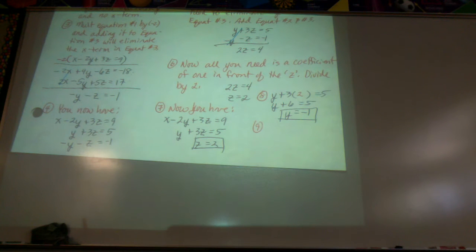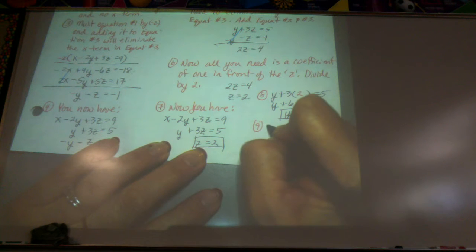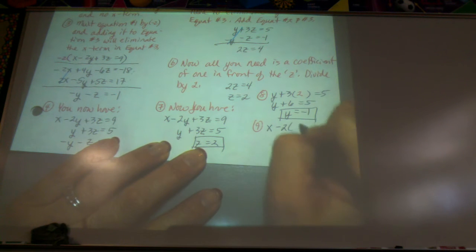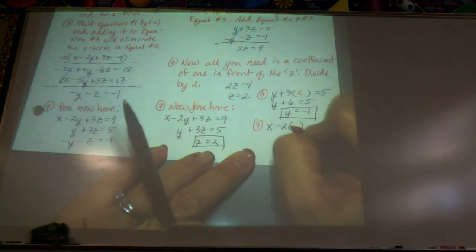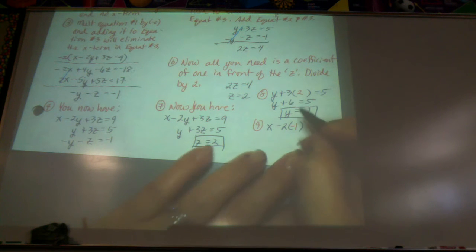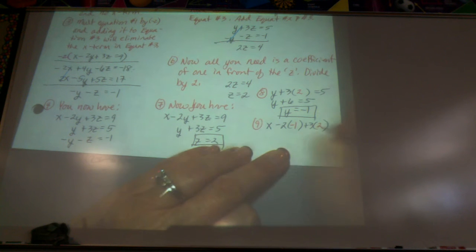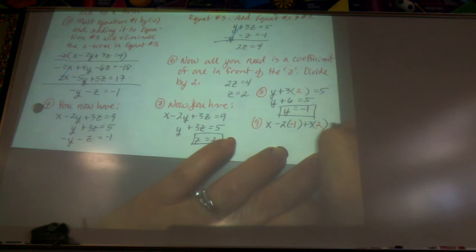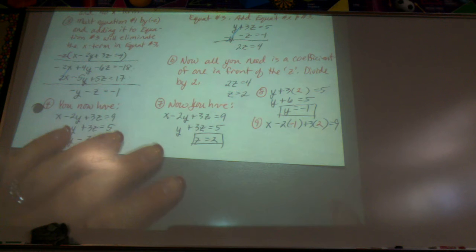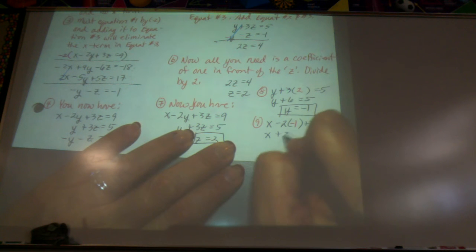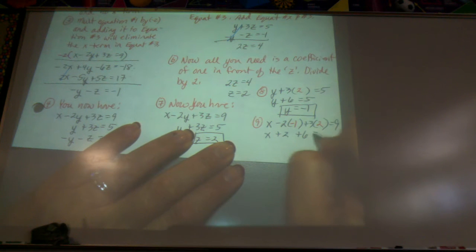Plug both of them into the first equation, right? So then you're going to take x, because I don't know it, minus 2 times, instead of y, we're putting in the negative 1, plus 3, and instead of z, we're putting in 2, equals 9. So do the math. X plus 2 plus 6 equals 9. X plus 8 equals 9. Doesn't x have to equal 1?